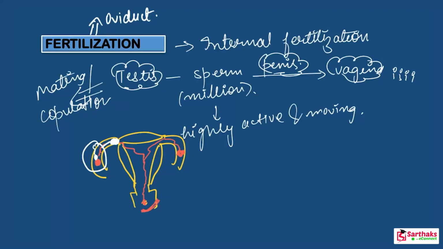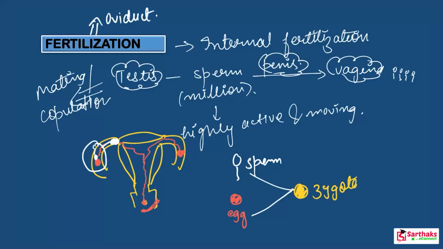Now when the ovum is fertilized in the oviduct, a zygote is formed. Here is the sperm and here is the egg. Got it? This is the egg and this is the sperm. When both of these fuse together, they form a new single-cell structure which is known as the zygote, and this zygote is formed here.